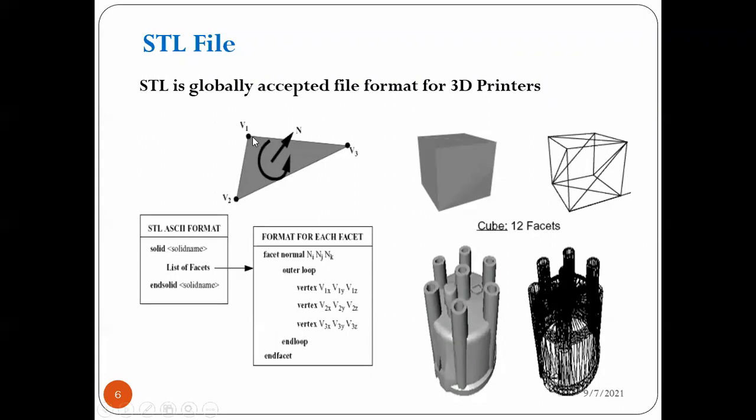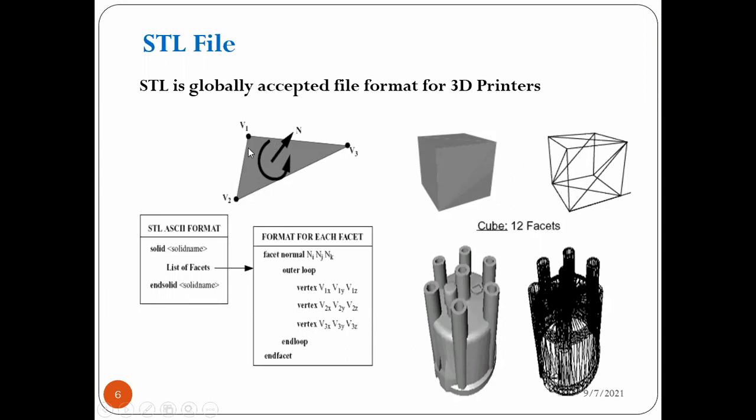These points we call a vertex in the STL file format. Here, this is vertex V1, vertex V2, vertex V3. Using these three vertices, we represent one triangle. In the STL file, each triangle has one facet normal.